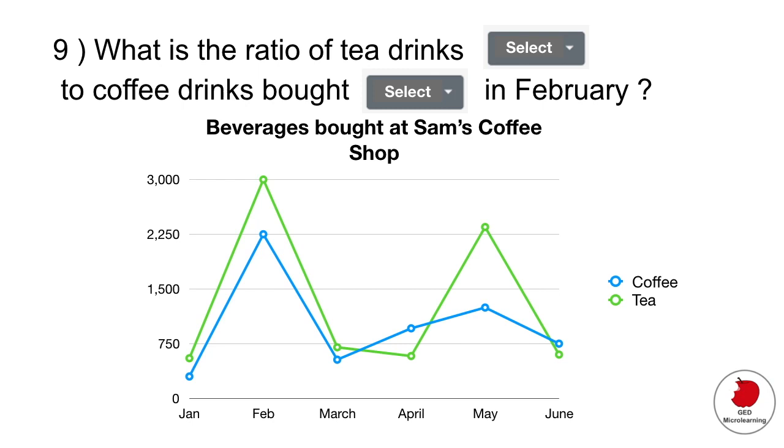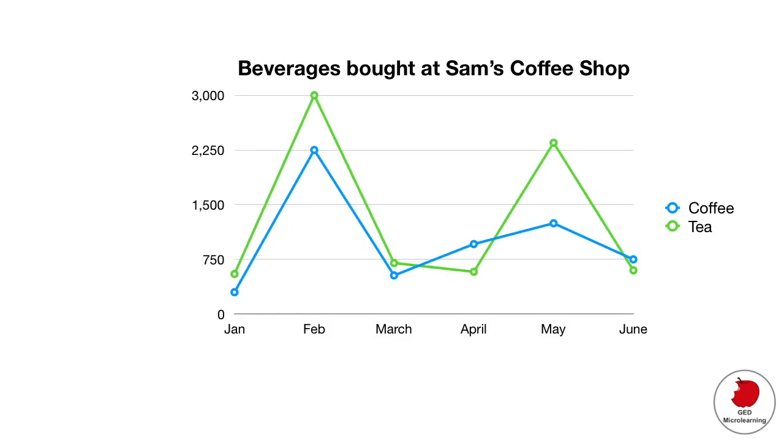All right, so question 9 is a drop-down menu question. So again, sometimes you have these little drop-down menus instead of multiple choice, and this involves you reading a line graph with 2 lines. Okay, so it's asking what is the ratio of tea drinks to coffee drinks bought in February. So quick reminder, as always, read the title. This is telling you what this graph is about. In this case, it's about beverages bought at Sam's coffee shop.